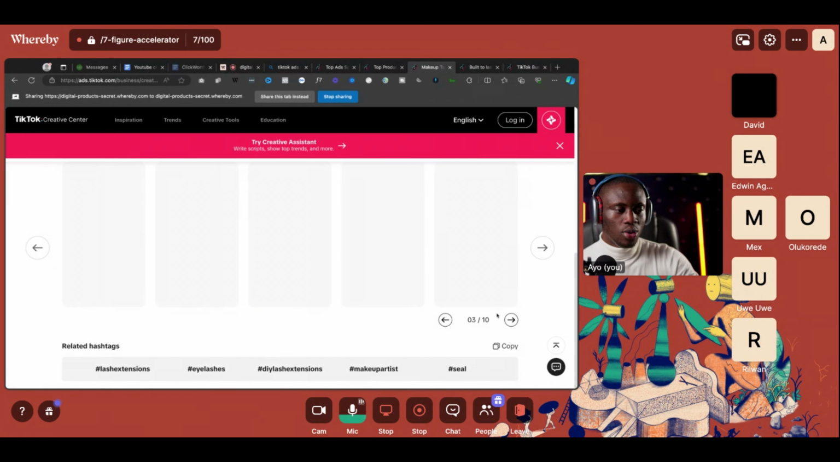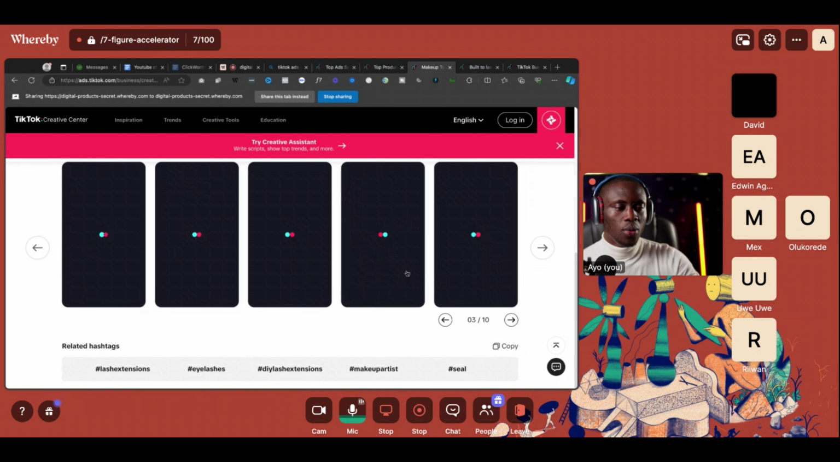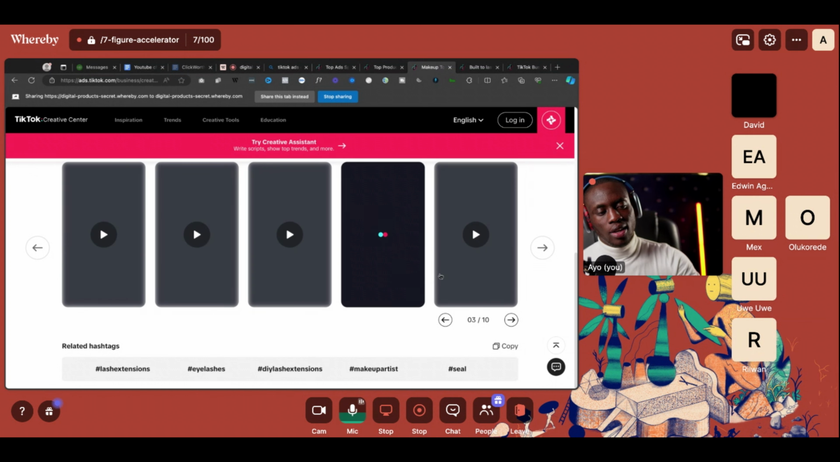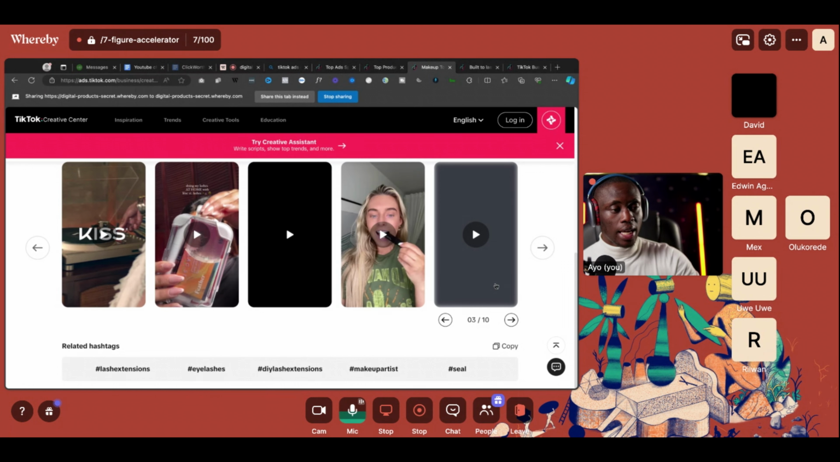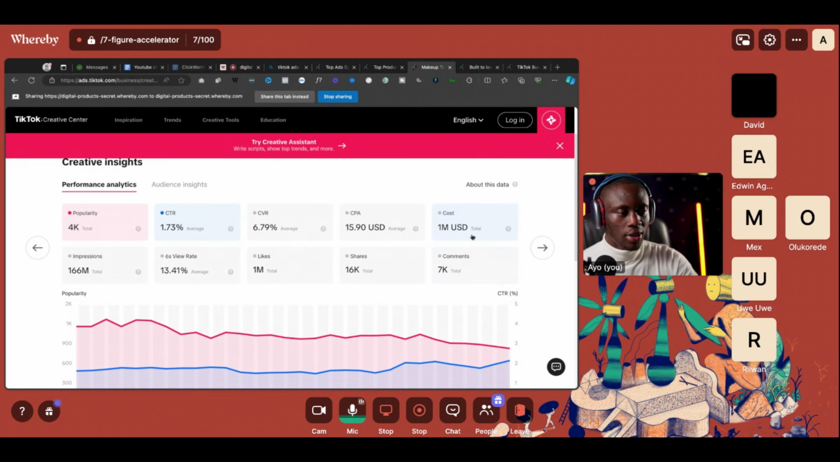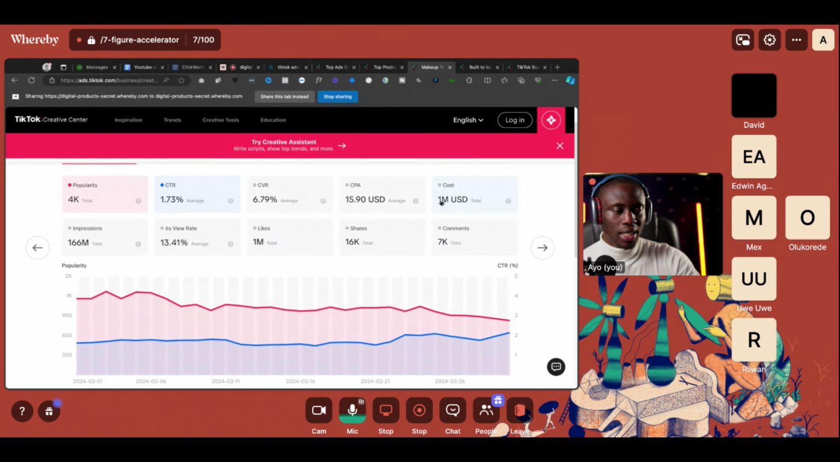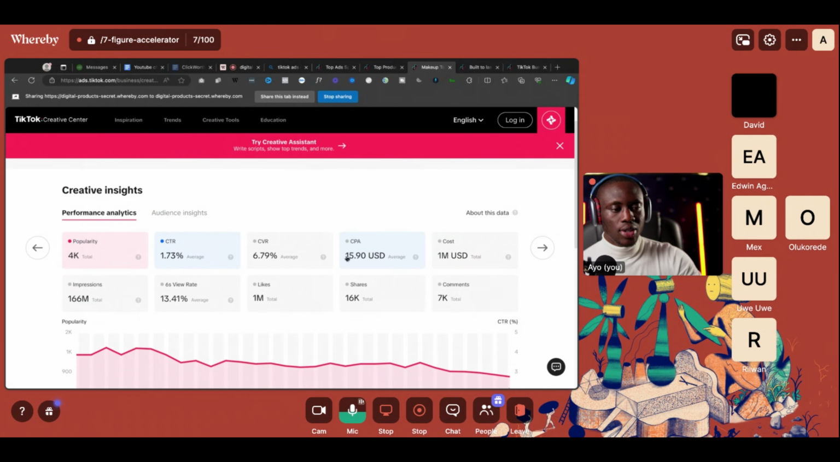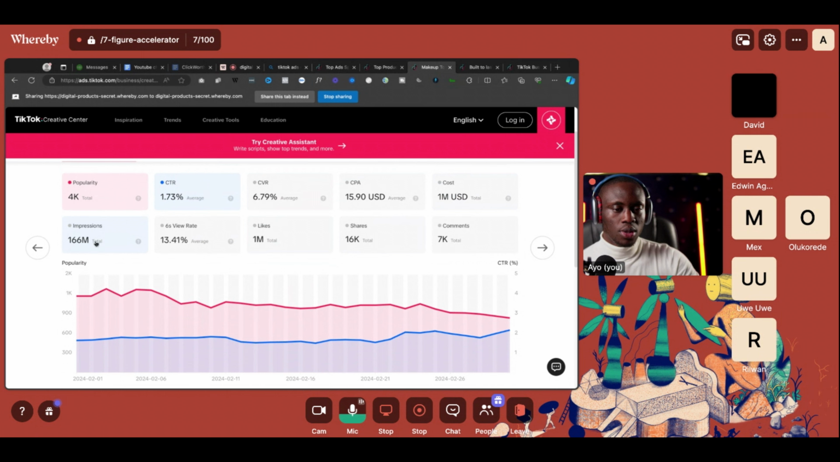And so you literally have no excuses when it comes to what do I use as a creative, because now you're looking at the top creatives that are performing and have millions behind them, right? In total, brands have spent $1 million within the last 30 days, and it cost them an average of $15.90 to get a sale and an average of 6.79% conversion rate, right? And the $1 million has been responsible for 166 million impressions.